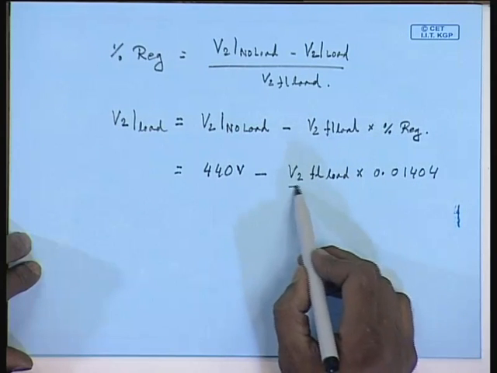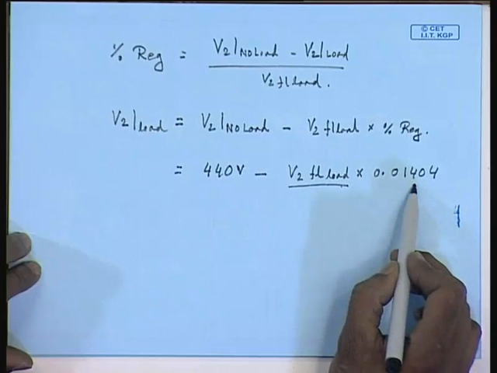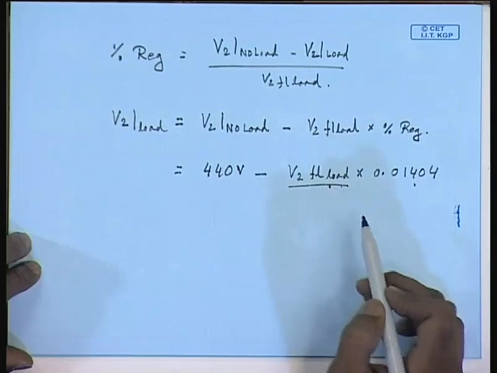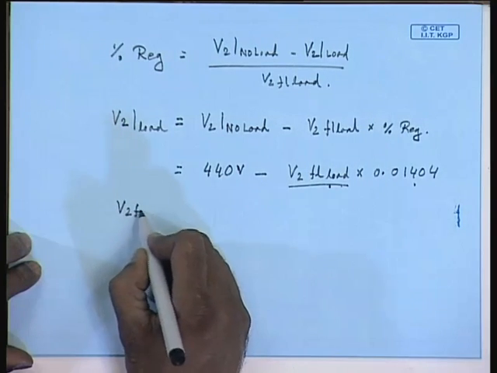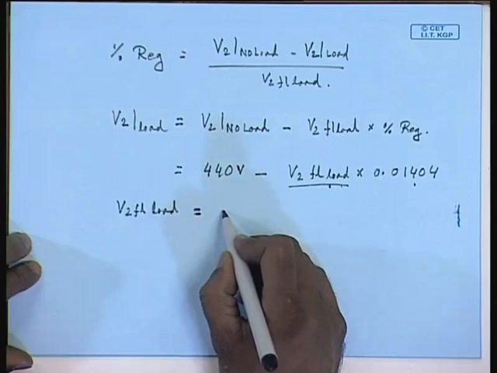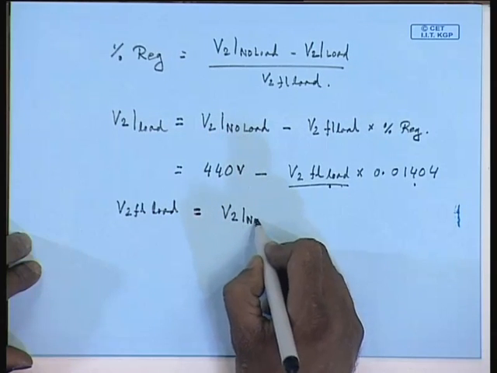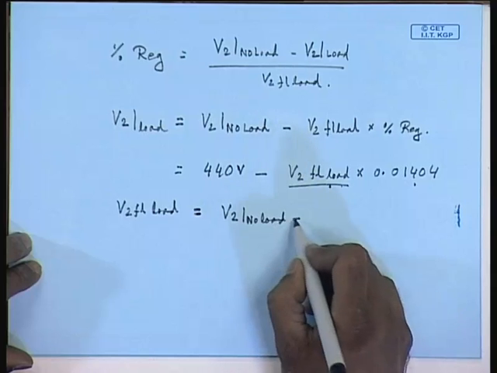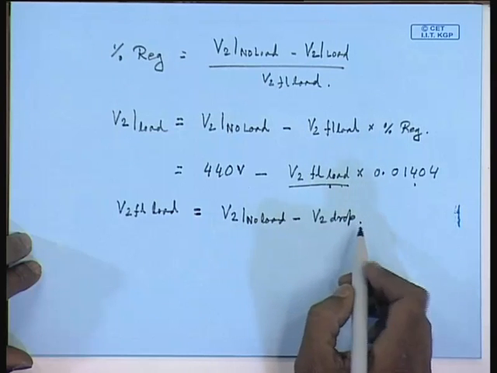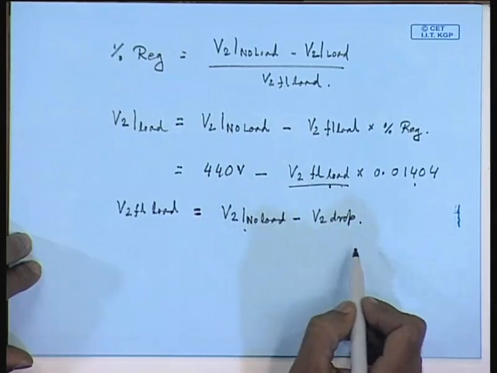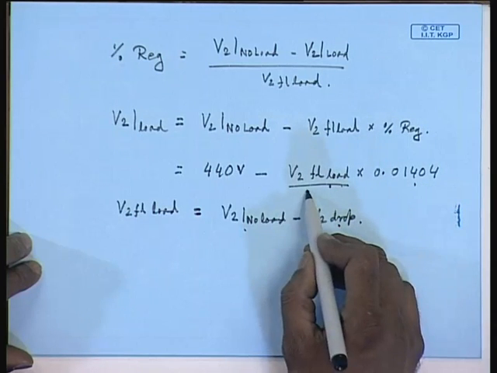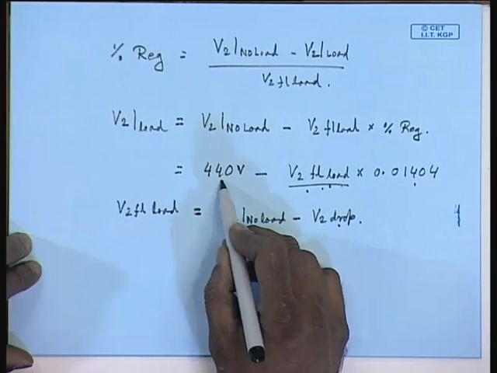However, it is not necessary because this is multiplied by a very small factor. So, changing V2 at full load actually will be given by V2 at no load minus V2 drop, but the magnitude of V2 drop is much smaller compared to V2 at no load, and when it is multiplied by this regulation, this becomes even smaller. Therefore, in all practical purpose, this can be assumed to be equal to this.